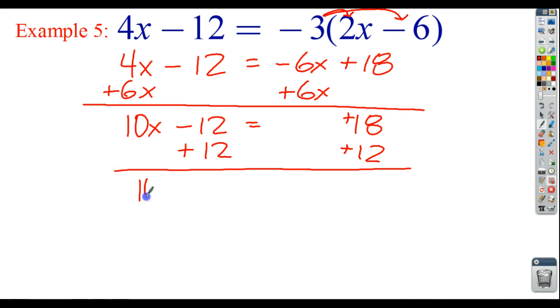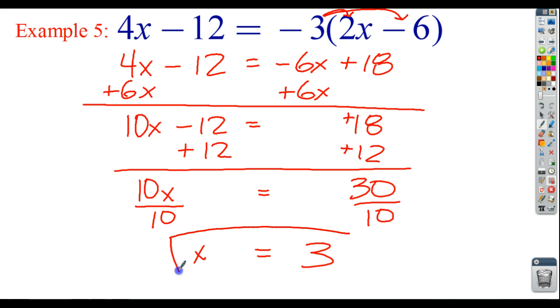And if it didn't, then maybe the next time you need to pay a little more attention to the first video. All right, so then 10x is equal to 30, and I divide by 10 on both sides, and I end up with x equal to 3. Boom. Now this is an example of one solution. One solution works for this.